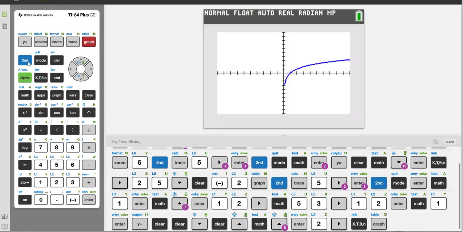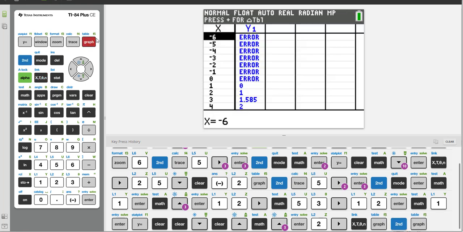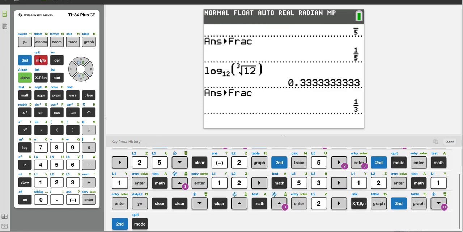Press second table to see the table and use the points as needed. Notice that all x values that are 0 or less give an error message. This is showing the domain problem of the function. Press second quit.